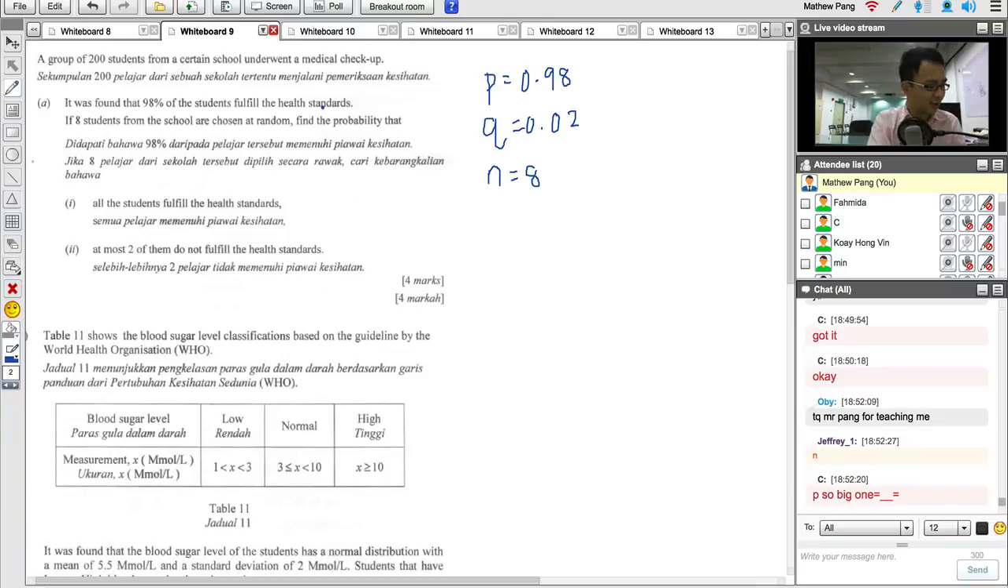98%, let me see, 200 multiplied by 0.98. Yeah, we got 196 students. It means among the 200 here, 196 got the health standard, and 4 did not. Alright, so I think P and Q seem very common.